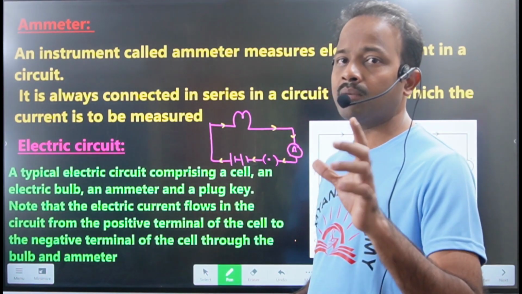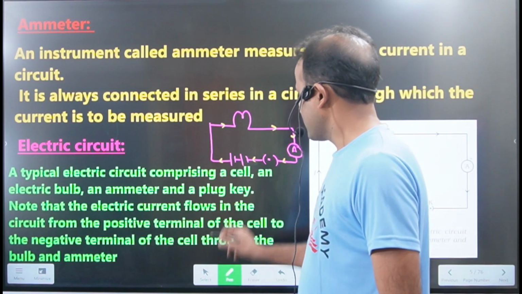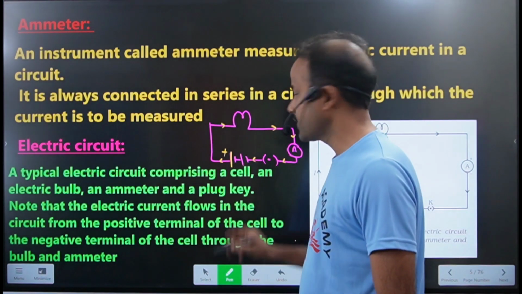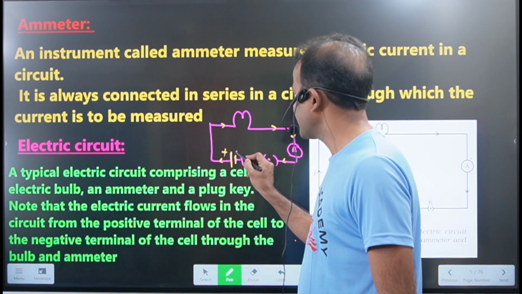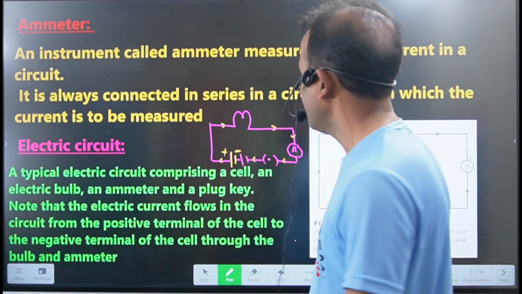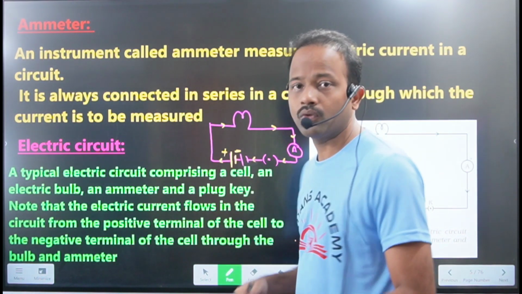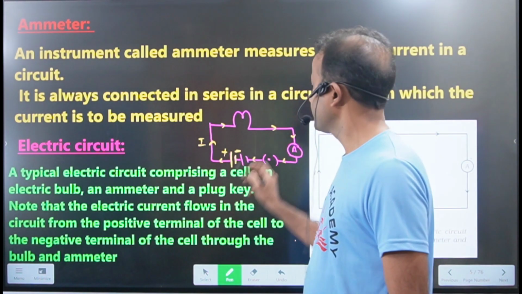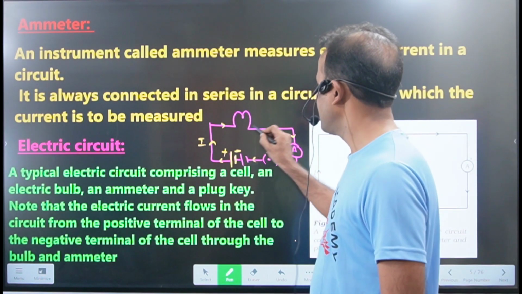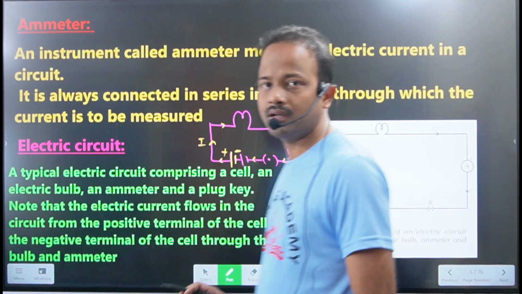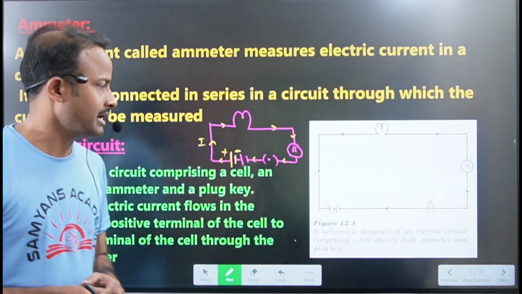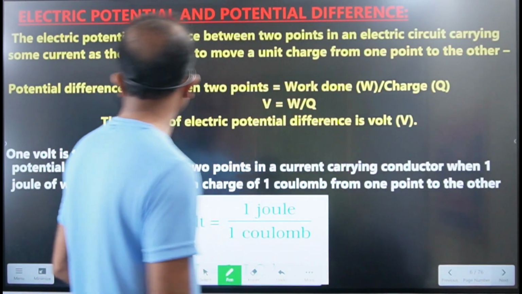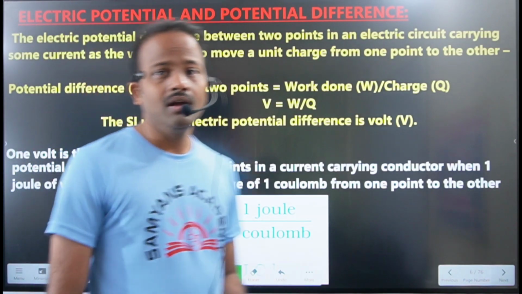Then how do you know which one is the positive, which one is the negative? Okay, now you see this big line indicates the positive terminal of the battery. The small line of the cell indicates the negative terminal of the battery. Then current flows from the positive terminal of the battery to the negative terminal of the battery through the bulb. This is the symbol of the bulb and ammeter, right? Is it clear? And this is what we call an electric circuit, and it is a very important definition for the short answer question. And now you see electric potential and potential difference.